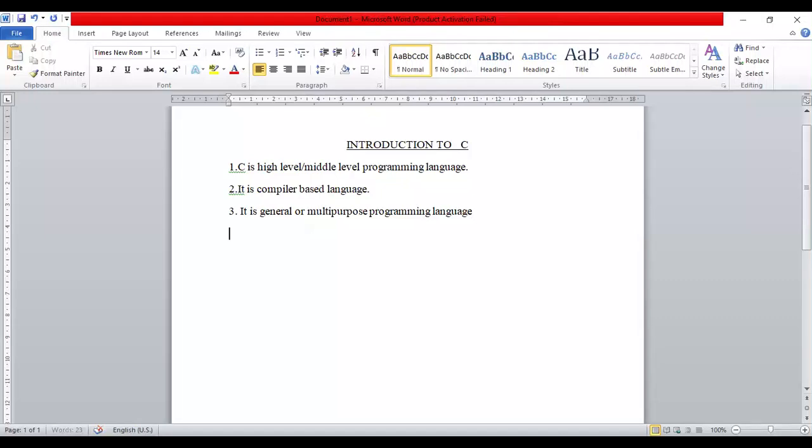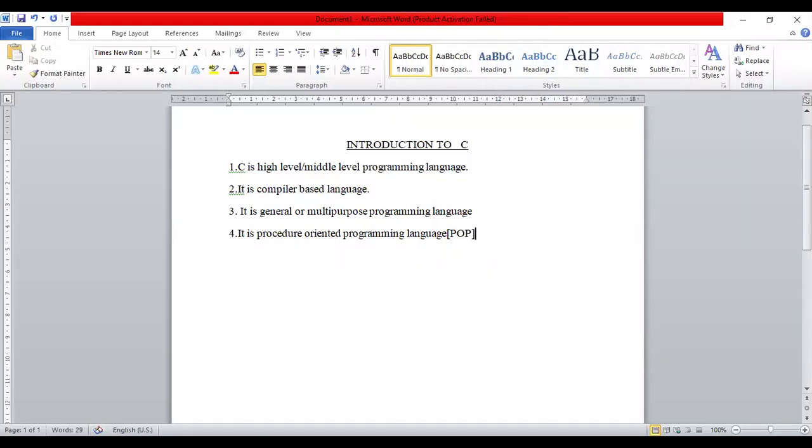Sir, fourth one, very important, sir. It is a procedure oriented programming language. In short form, this procedure oriented programming language is called POP.